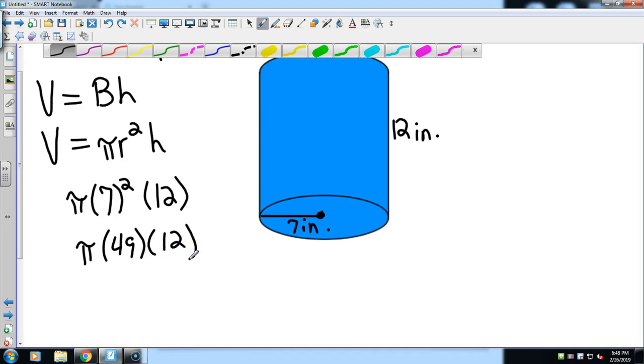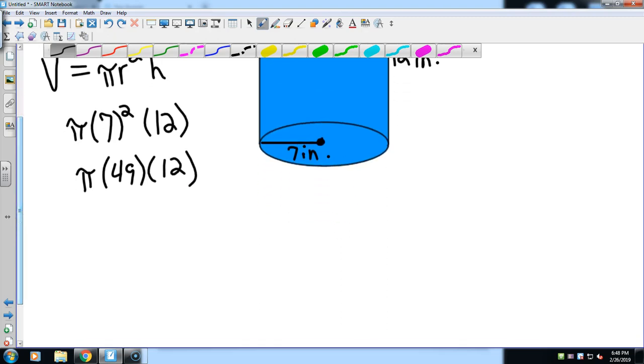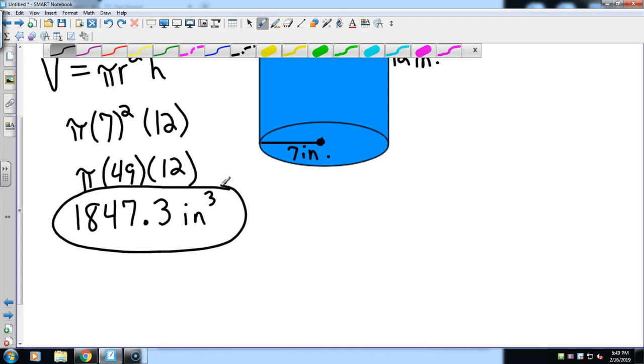So on this one, I am going to bust out the calculator. So I'm going to get my 49 times 12, and then I'm going to multiply it by pi, and I'm going to go to the nearest tenth, so that's going to be 1,847.3 inches cubed. And so there we are, volumes of prisms and cylinders.